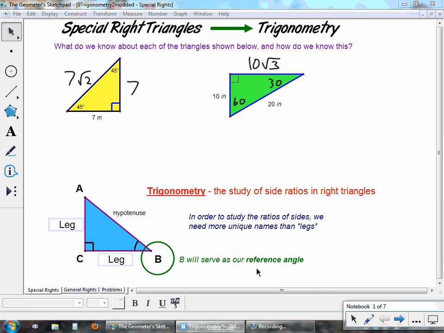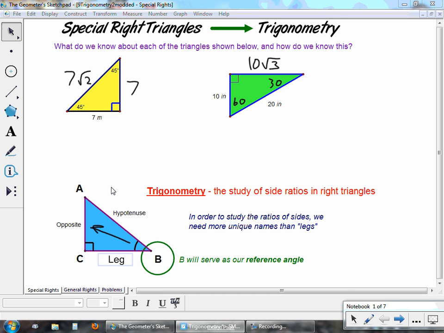Now, once I have a reference angle, I'm going to describe these two legs in reference to that angle. So from B's perspective, this leg over here, side AC, is across from B. And what I mean by that is, here's B. That side is directly across from it. It's opposite angle B. So we call that side the opposite side, because it's opposite angle B. Just like the hypotenuse is opposite angle C, and angle C is my right angle. The one across from the right angle is always the hypotenuse.